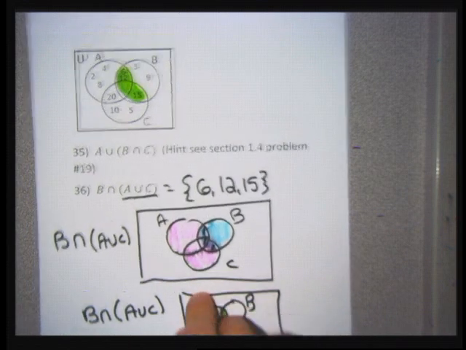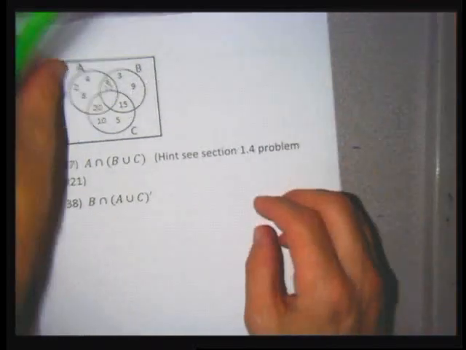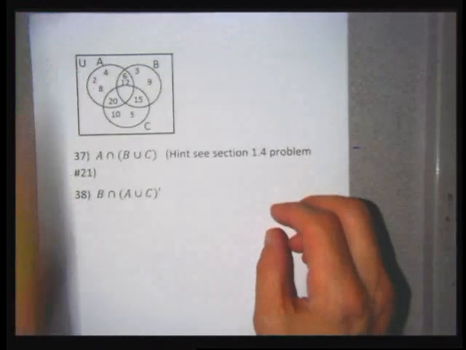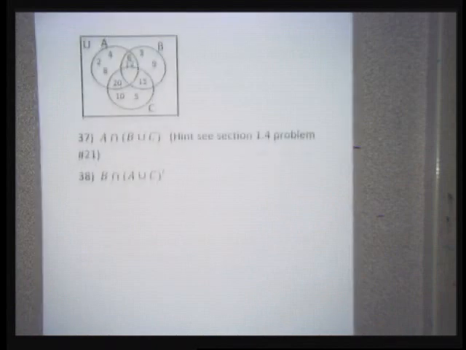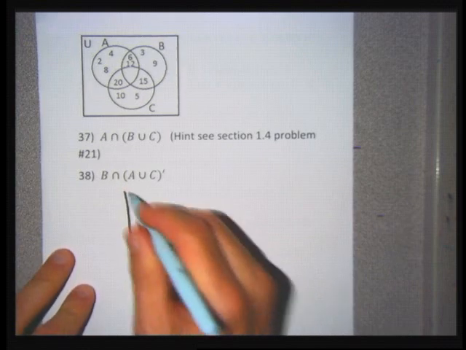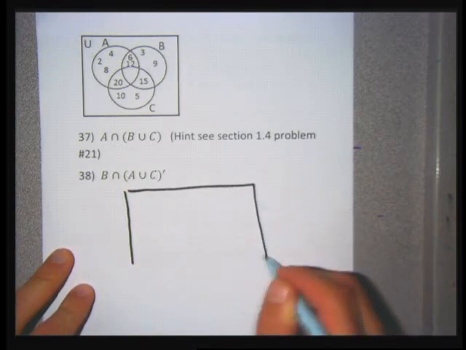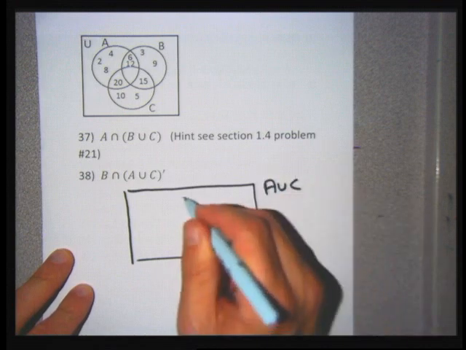All right. 38 for me. Oh, and that's it. And 37 for you. So in 38, I'd have to do the parentheses first. And in the parentheses, I'm first going to start off with A union C, and then I'm going to prime it. So the beginning of the parentheses is tackling A union C.